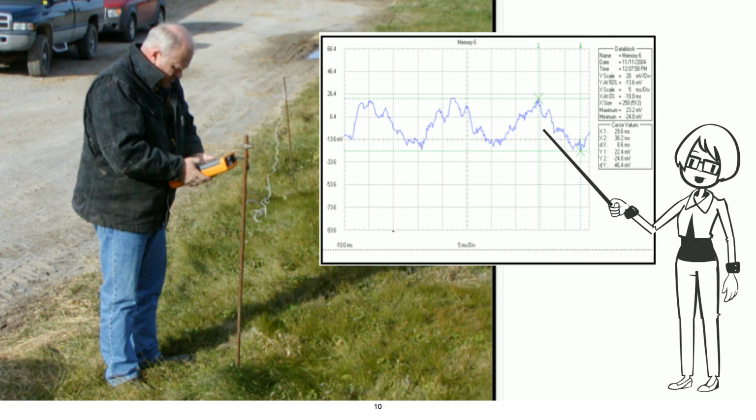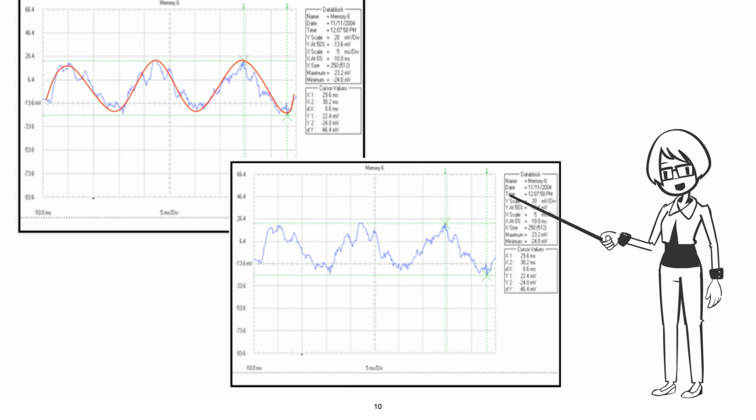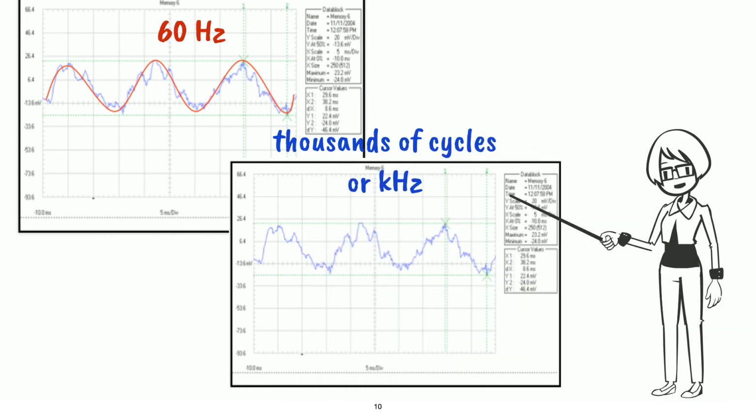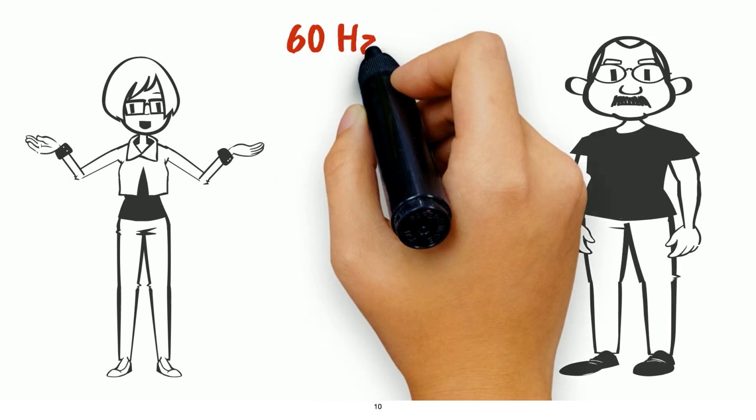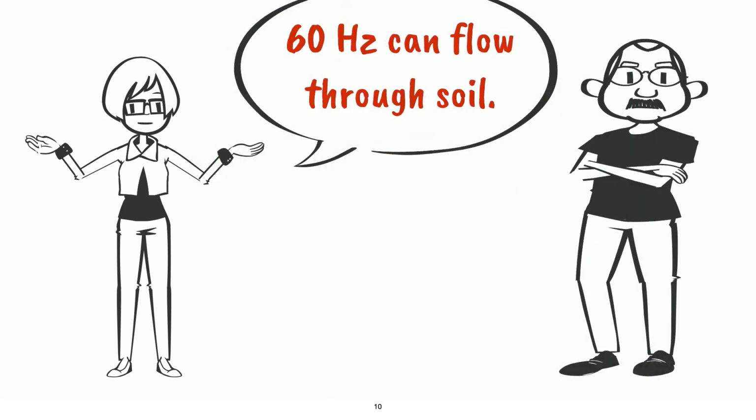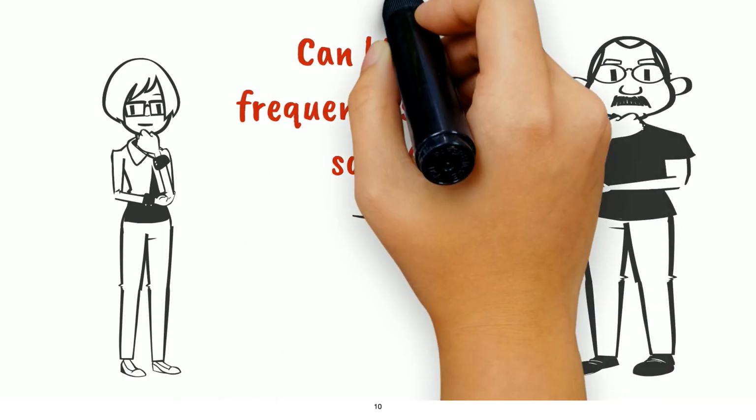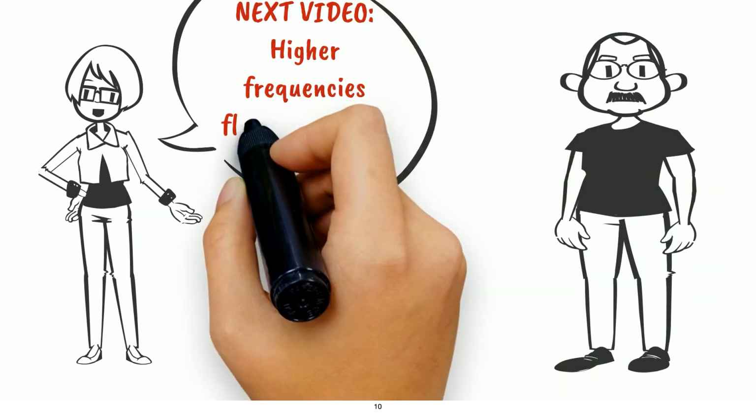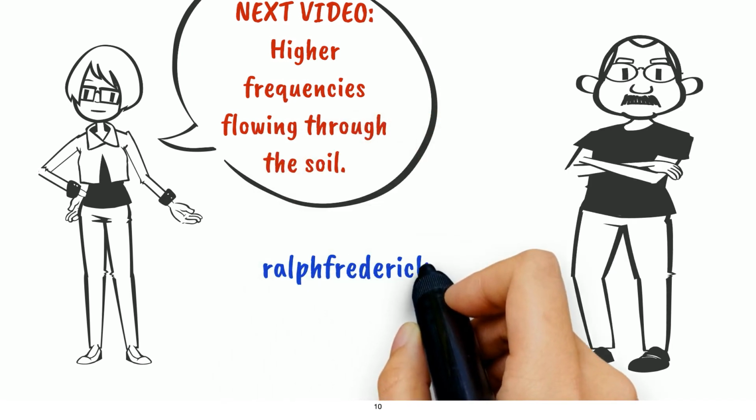Remember when I showed you in the first video what electricity flowing through the ground looks like? Two patterns were evident. The 60 cycle or 60 Hz pattern shown in red, and the thousands of cycles or kilohertz pattern, shown in blue. Ralph did a demonstration of ground current and showed that 60 Hz frequencies can flow through soil. Can higher frequencies do the same? Watch our next video and find out.